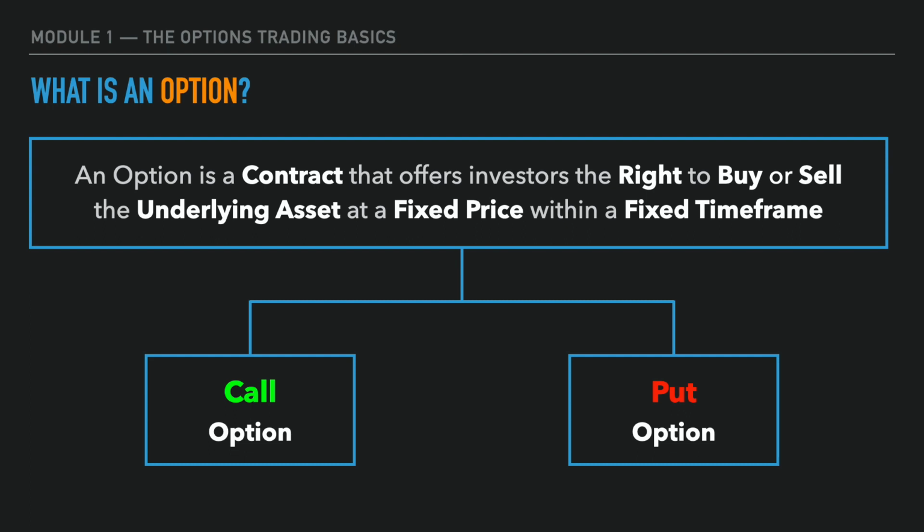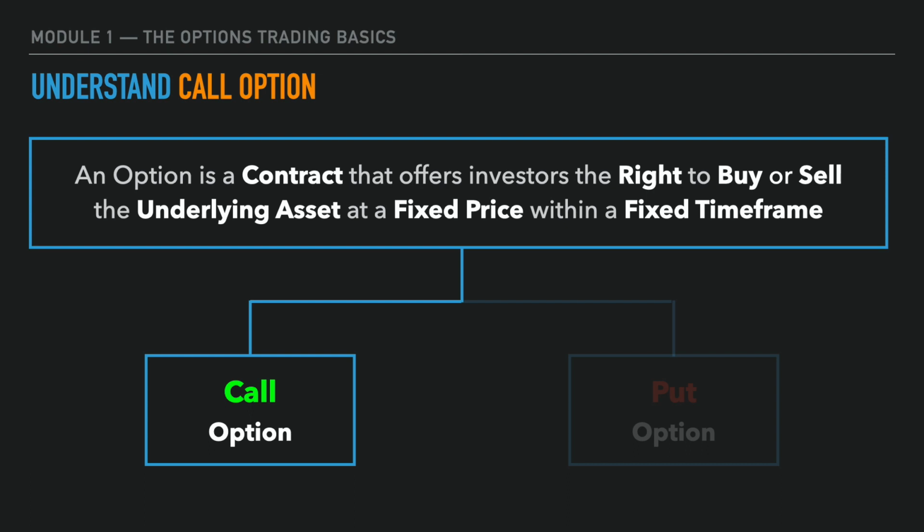There are only two types of options, the call option and the put option. Every single options trading strategy in the world, no matter how sophisticated it can be, is always a combination of these two. So, understanding how calls and puts work is an extremely important step for beginners. Let's start with the call option. Here's the easy way to understand how it works.